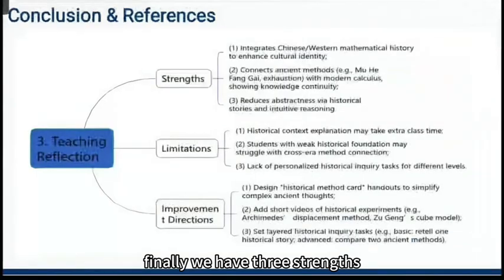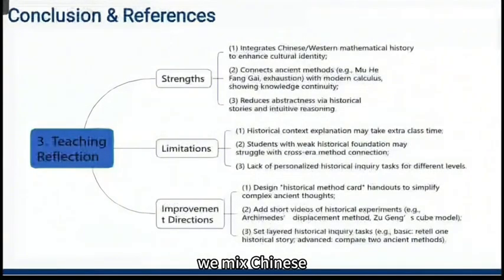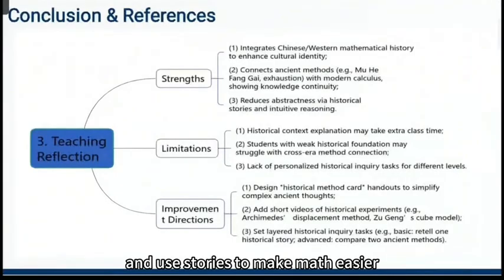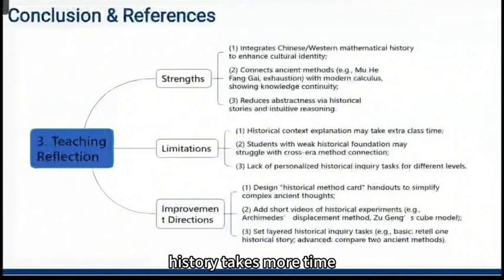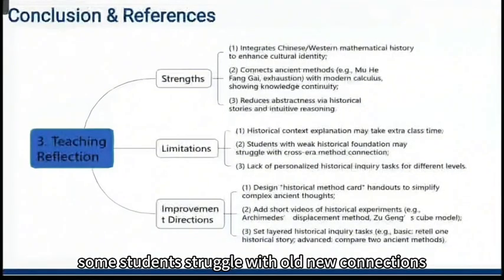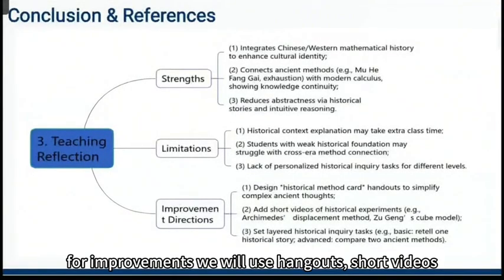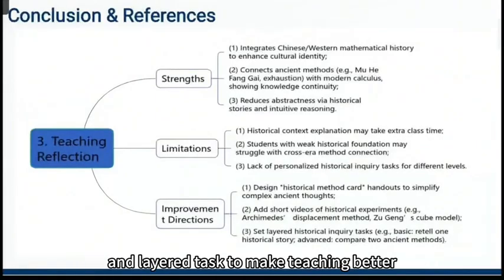Finally, we have 3 strengths. We mix Chinese and Western math history, link old methods to modern calculus, and use stories to make math easier. We also have limits. History takes more time. Some students struggle with old-new connections and we lack layered text. For improvements, we will use handouts, short videos, and layered text to make teaching better.